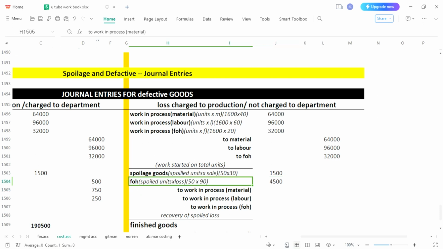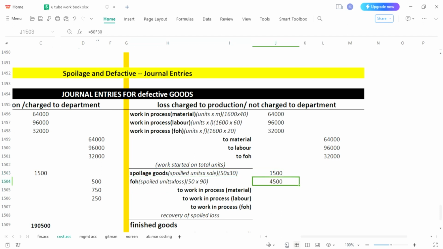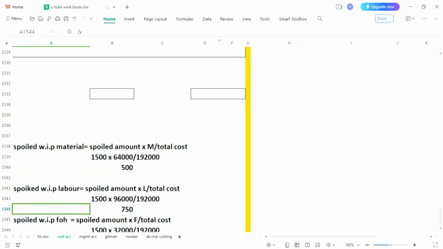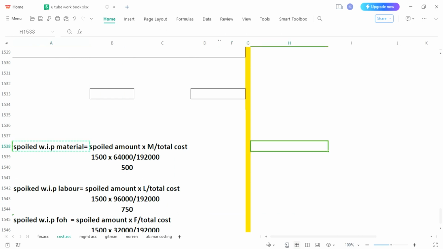4500 was the loss. Recovery was 1500. It's time to calculate our work in process material. For that we will follow these formulas. Absolutely same. This would be for loss, okay, a little bit of change we'll have to make. Loss of material, right word.